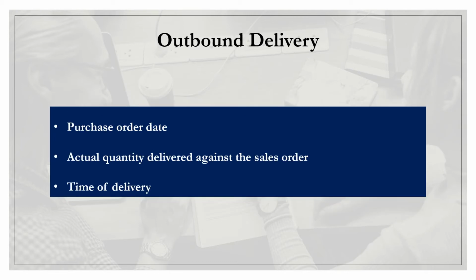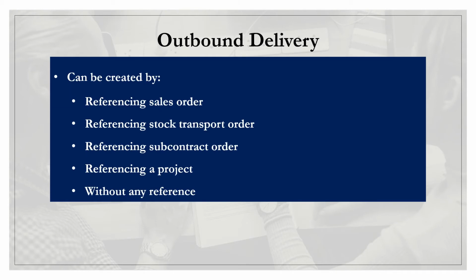In addition to information like quantity and material, outbound delivery documents can also have a purchase order date. It can have the actual quantity delivered against the sales order, and it can also contain the time of delivery. So what are the ways that outbound delivery documents can be created? This could potentially lead to a very good multiple choice question.